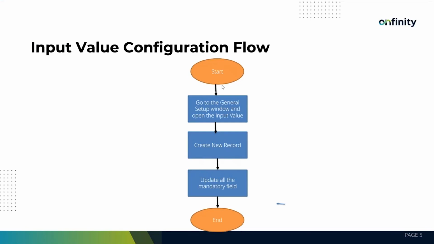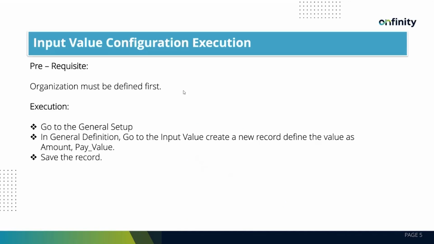Let's first walk through the process flow. The user will start by initiating the process, then navigate to input value to create a new record. All mandatory fields need to be filled in, and once done, the record should be saved. This completes the process. Before you start, make sure the organization is already created.